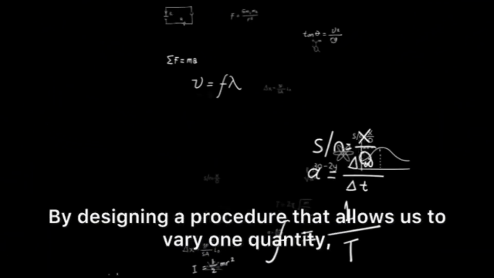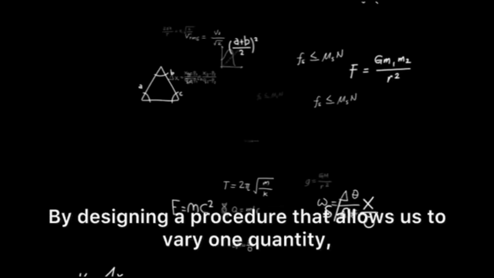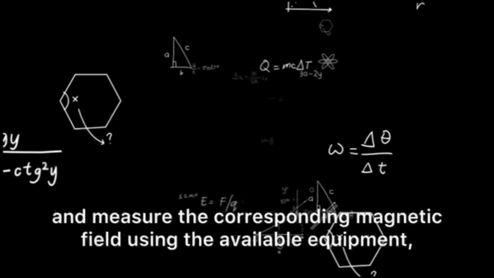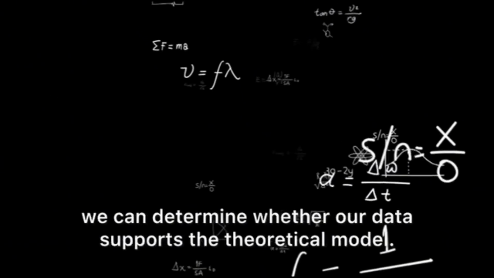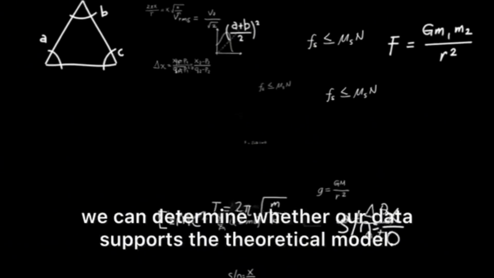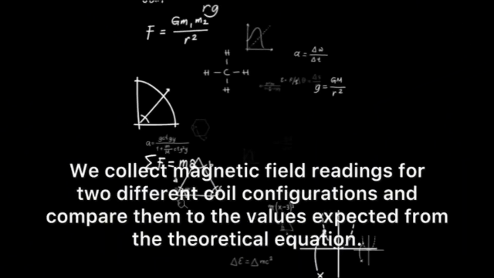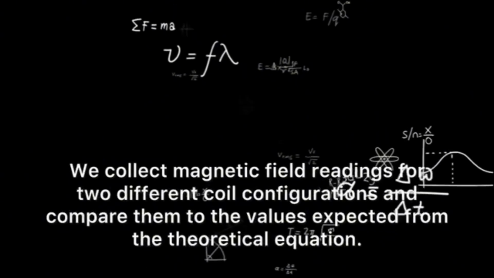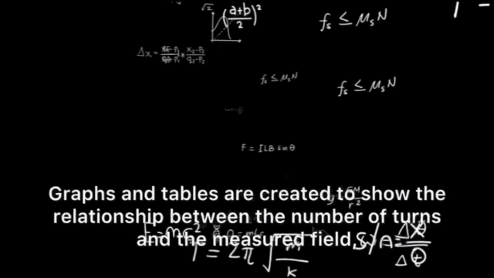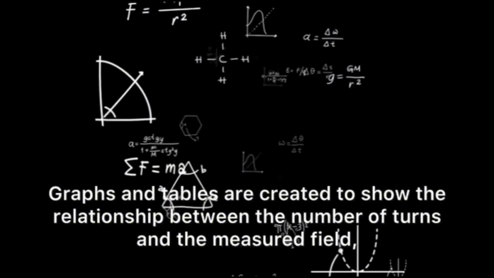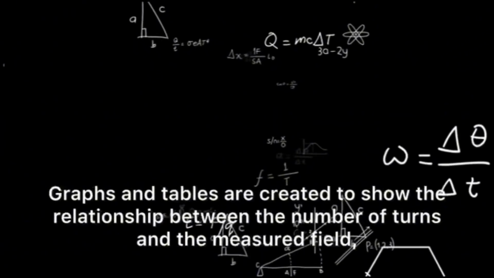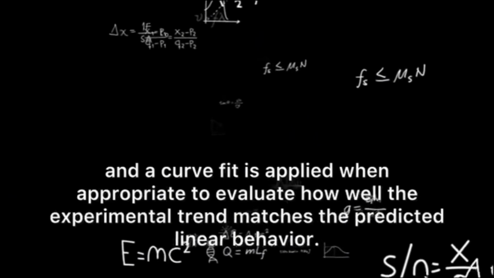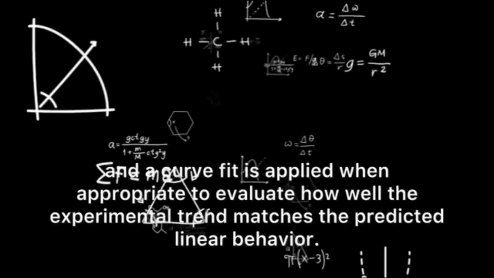By designing a procedure that allows us to vary one quantity, in this case the number of turns, and measure the corresponding magnetic field using the available equipment, we can determine whether our data supports the theoretical model. We collect magnetic field readings for two different coil configurations and compare them to the values expected from the theoretical equation. Graphs and tables are created to show the relationship between the number of turns and the measured field, and a curve fit is applied when appropriate to evaluate how well the experimental trend matches the predicted linear behavior.